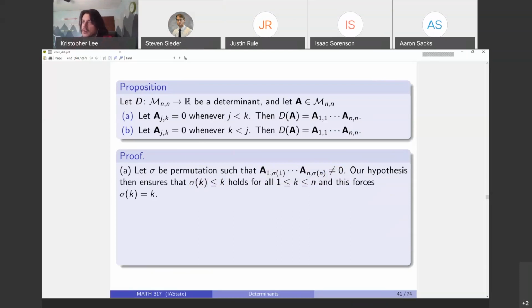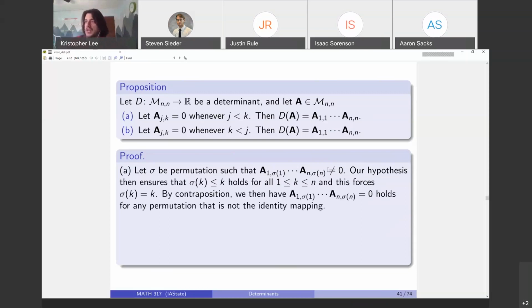So sigma of 1 is less than 1 means that sigma 1 must be 1. Sigma 2 is less than 2. Well, sigma 1 is 1, so sigma 2 can't be 1, but it's got to be less than 2, so it's got to be 2, and so on and so forth. That forces all of the sigma k's to be that. So you go down your row and you pick things and you multiply them up, and the only product that is possibly non-zero is where the permutation is the identity. So for any other permutation, the product must equal 0.